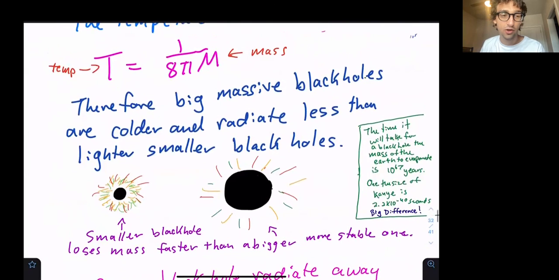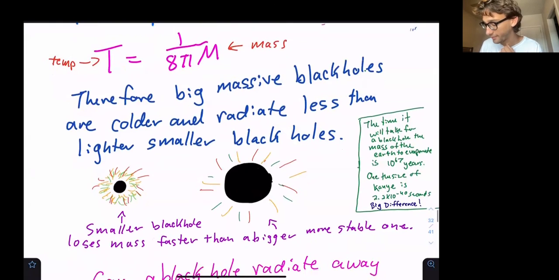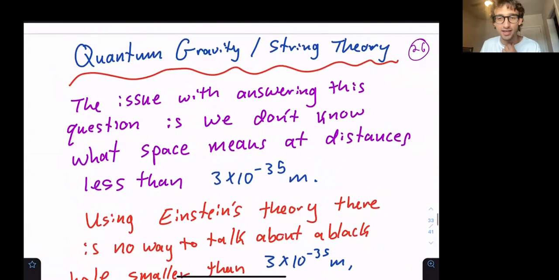So it can only make things smaller, but the smaller it gets, the hotter it is, so the faster it radiates. Big black holes radiate slowly, small black holes radiate fast and lose more mass quickly. So it's like an exponential mass loss.